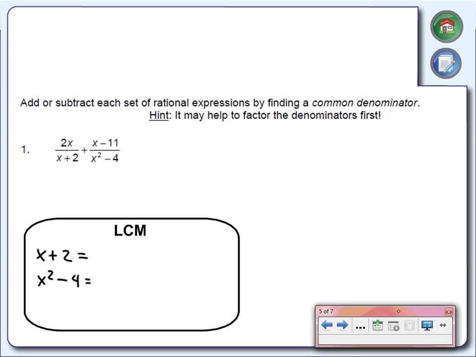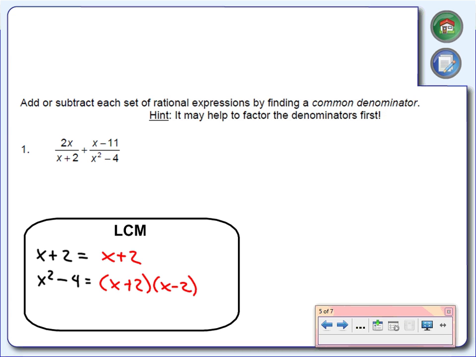So I've got both of my denominators written down, x plus 2 and x squared minus 4. And what I'm going to do is factor each one of those. Well, x plus 2. Can I really factor x plus 2? No, it's going to stay x plus 2. Can I factor x squared minus 4? Sure you can. That's difference of squares. The factors of x squared minus 4 would be x plus 2 and x minus 2.